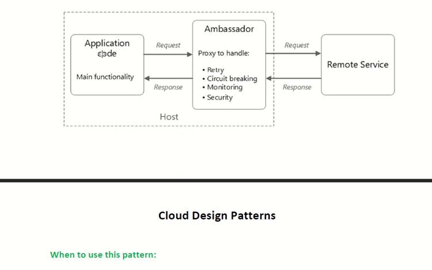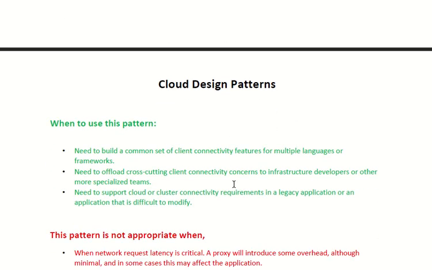Whatever technology you implement your application in, the connection protocol, the connectivity strategy or the common set of client connectivity features will be implemented by this ambassador. That way this ambassador is language agnostic, and whatever kind of application you have in your organization, it may be a legacy application, it will work as it is, no need to make much changes. The ambassador will take the responsibility of enriching such requests and sending them to the appropriate services.